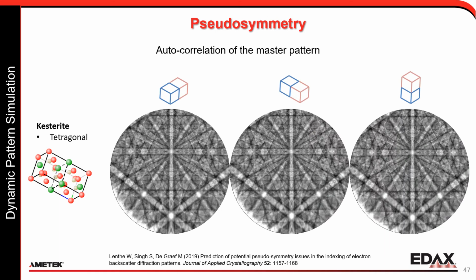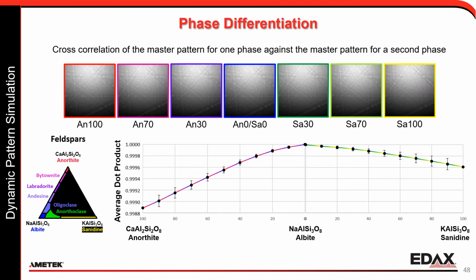I anticipate dictionary indexing, including spherical indexing, to help us more with pseudosymmetry. We've seen some of that already, but I think we're going to see greater advances there, so that we can resolve pseudosymmetry problems or at least predict them, and then that should help us resolve them as well. Same with phase differentiation. In this case, we would compare one master pattern versus another for two different phases. And that cross correlation of those two master patterns would give us a clue as to when we can differentiate phases and when we might have difficulties. This is just an example from feldspars.